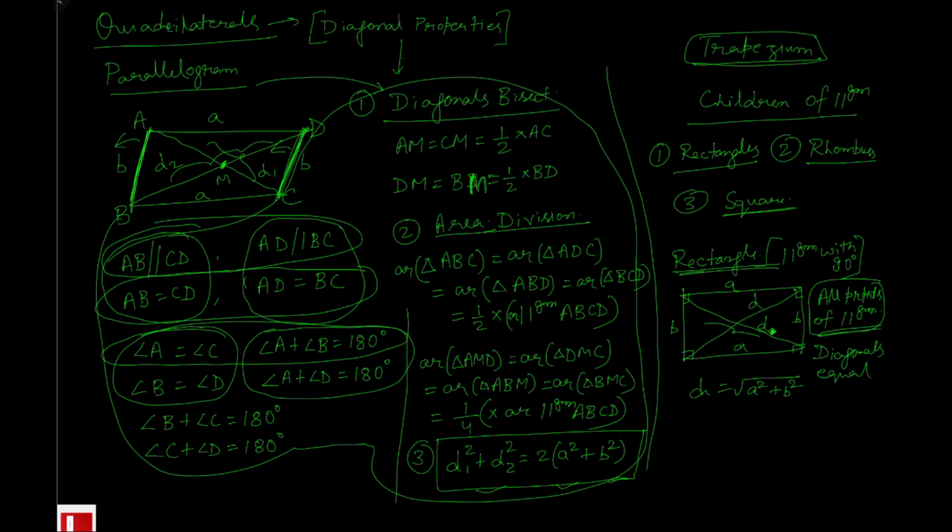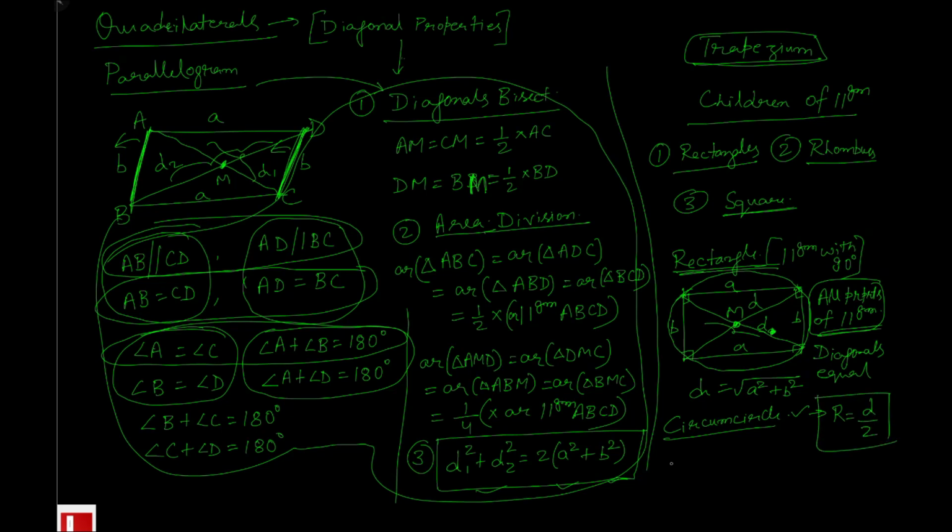Now, can we draw a circumcircle on the rectangle? Yes, we can. And what will be the radius of that circle? If I draw the circumcircle, you can see that the diagonal becomes the diameter of that circle. This point M becomes the center of that circle, and the radius will become half of diagonal, as simple as that.